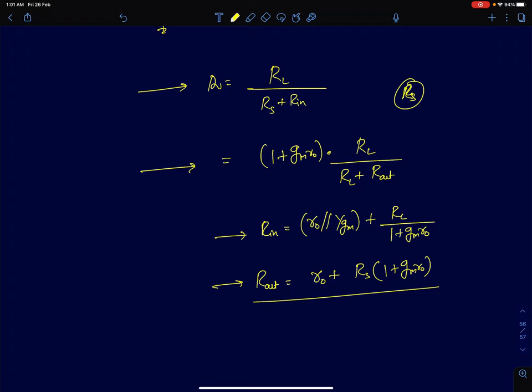So that's it about this lecture. In the next lecture, I'll try to quickly present some videos or lectures on how to intuitively analyze common source and common gate amplifiers, or their equivalents in BJTs, which are common emitter and common base amplifiers.